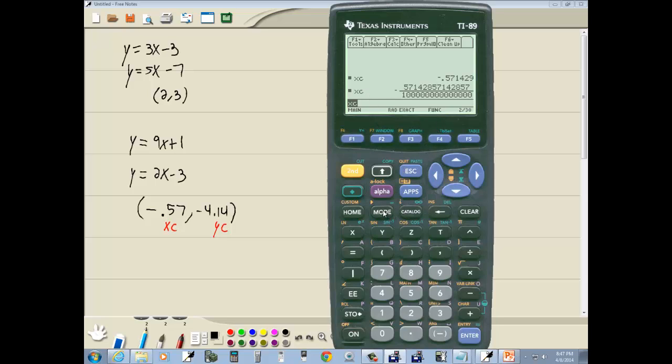I'm going to set this back, so I'm going to go to mode, do F2 for page 2, and for exact approximate, I'm going to do a right arrow, and I want to set it back to auto. So I do 1, and then I do enter to save that. Now if I do xc, you see it doesn't try to come up with that weird fraction. Okay, better way.